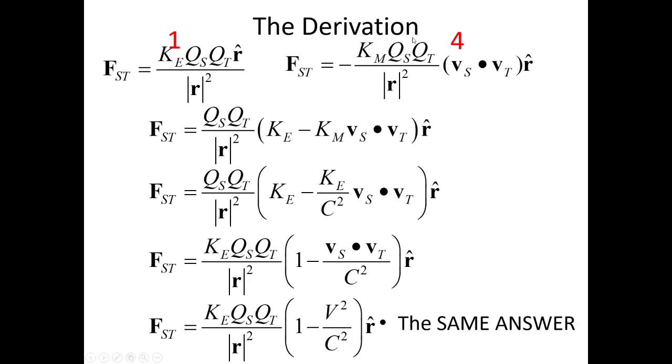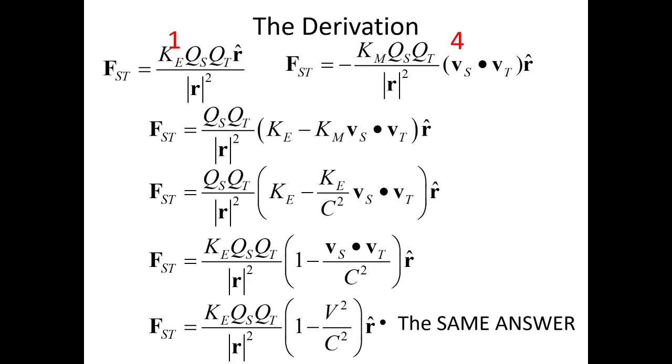Here's term 1, here's term 4. Okay, so we're going to add them. And this is what you get when you add them. Now, Km can be replaced with Ke divided by C squared. And so that's what this is. That's the only step here. Now we can factor the Ke out, and we'll slide the C under. And because the velocities of the charges are parallel, and they're the same velocity, this dot product can be replaced by V squared. Now look at that. We got the exact same answer without using time dilation.